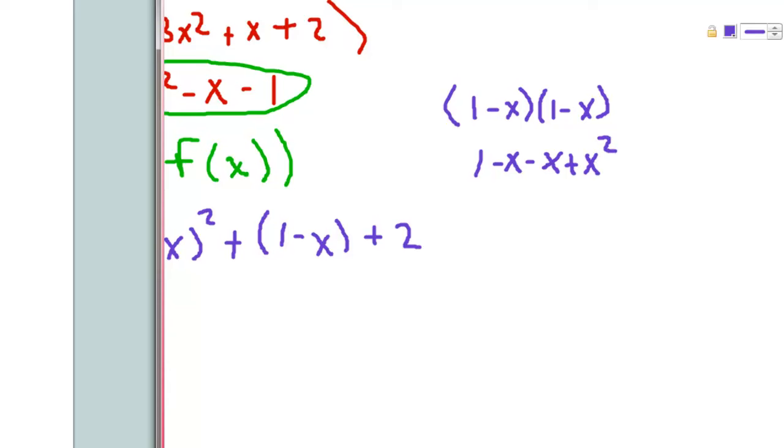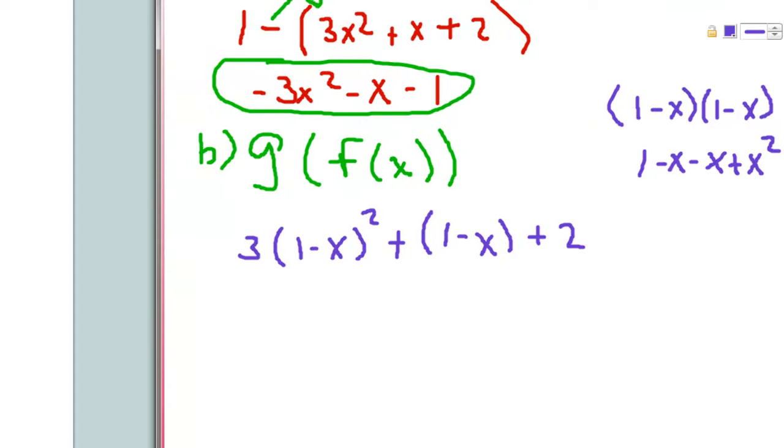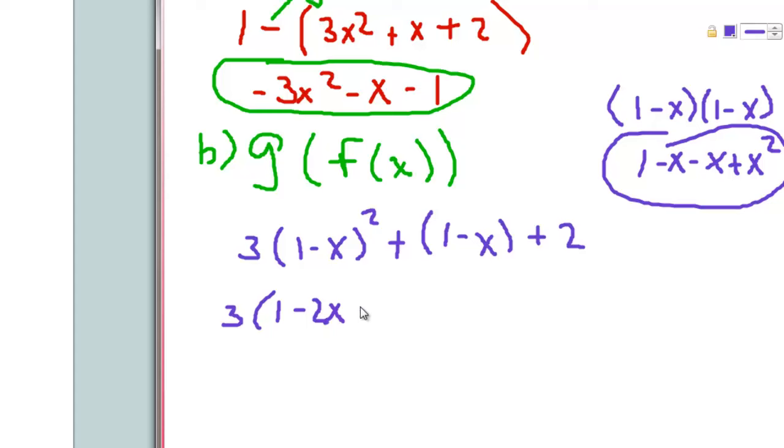So from here, we have this 3 in front. Can't forget about the 3. So what we're going to do is that 3 is going to just distribute into that whole piece that we just did there. So let's write it completely out here. So we have the 3, 1 minus, those 2 middle terms will combine to be negative 2x plus x squared. And we'll write it in standard form, descending order, after we simplify.